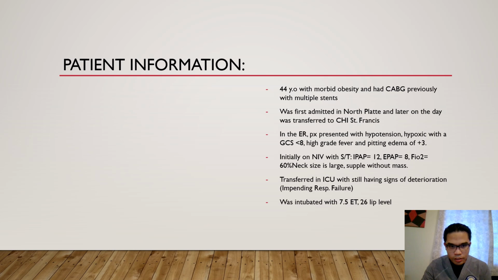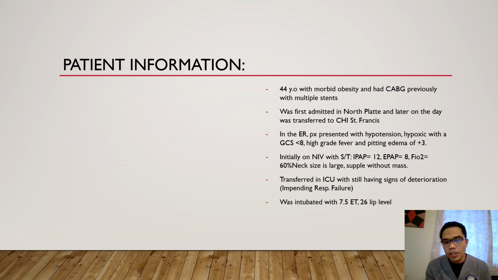So pertinent information such as patient's information is that he is age 44 with morbid obesity. He also had a CABG procedure with multiple stents. First, he was admitted in North Platte, and later in the day, he was transferred to CHI St. Francis. And then in the ER, he presented symptoms such as hypotension, hypoxia with a GCS score of less than 8, high-grade fever, and a pitting edema of +3.